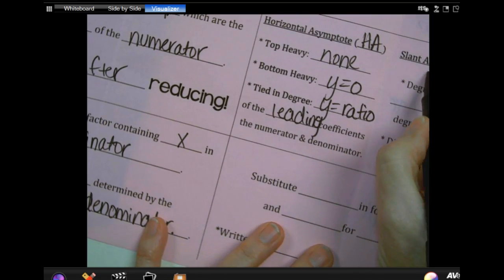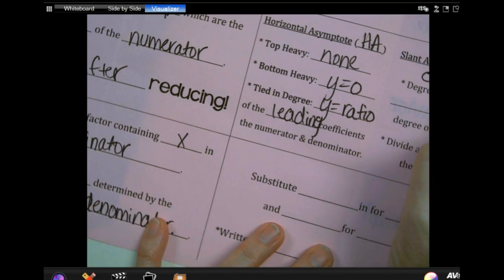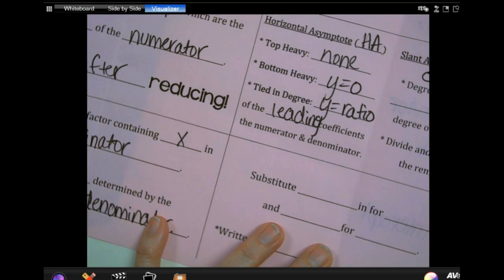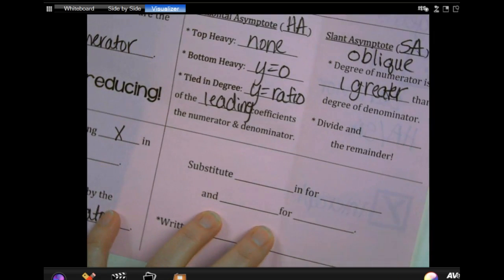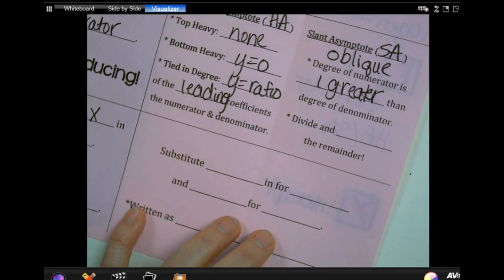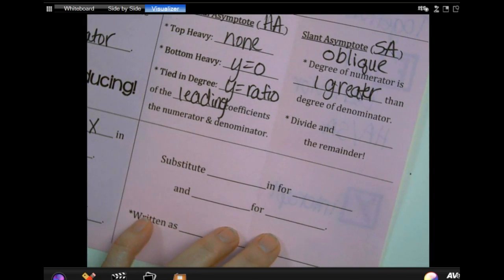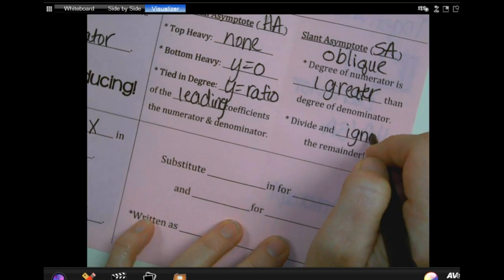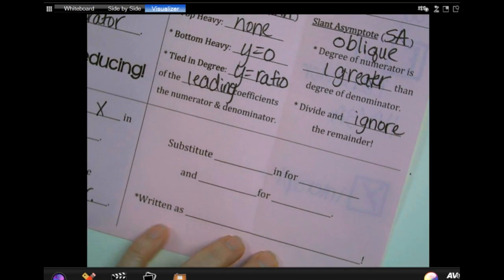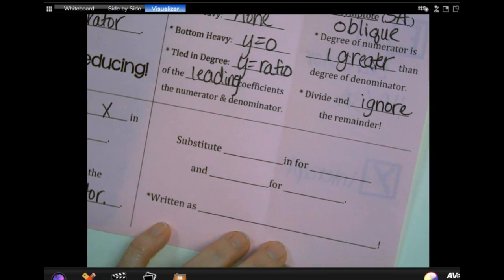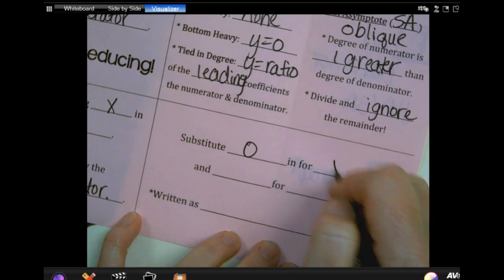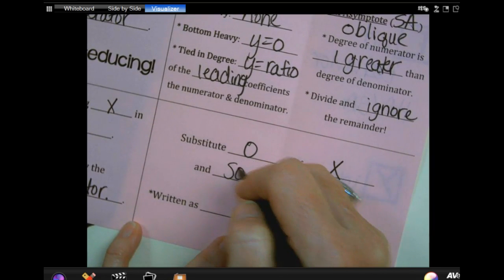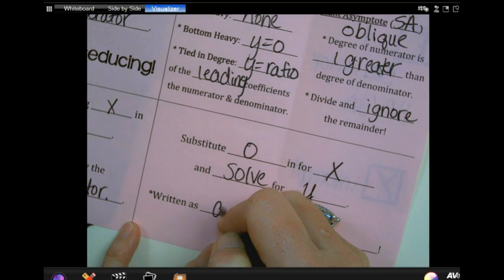We get a slant asymptote or an oblique if the degree of the numerator is 1 greater than the degree of the denominator. We're going to divide it and ignore the remainder. The last one on the bottom is the y-intercept, so we're going to substitute 0 for x and solve for y. And it's written as an ordered pair.